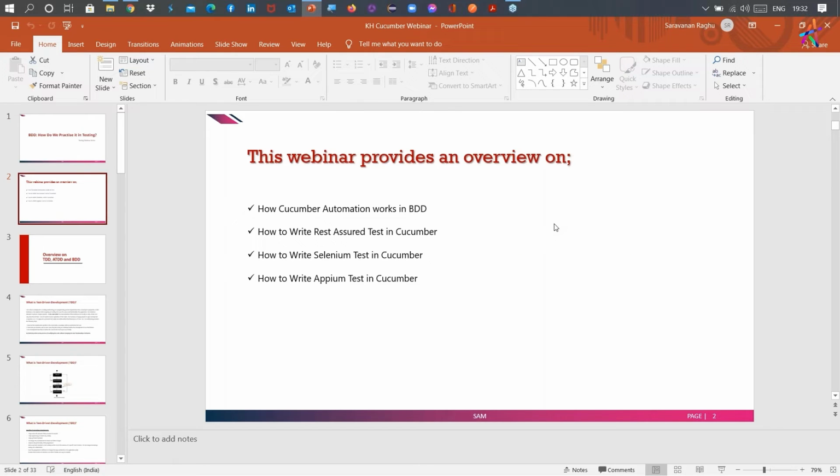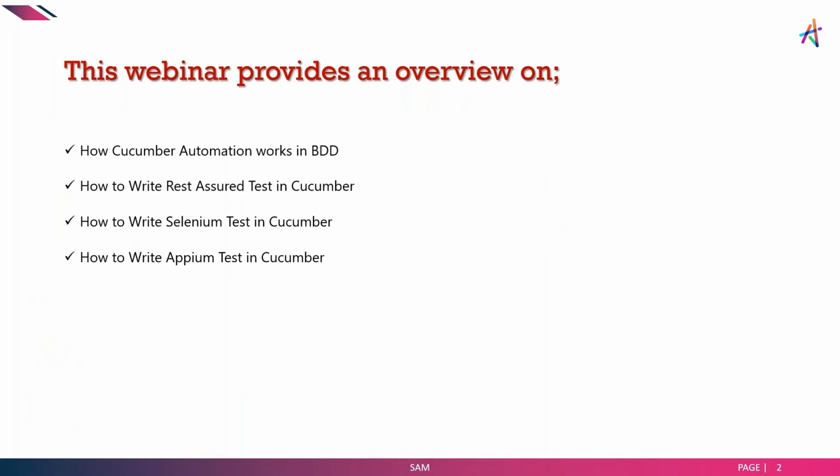This webinar is going to give you an overview of how Cucumber automation works in BDD, how to write a REST Assured test in Cucumber, how to write a Selenium test in Cucumber, and how to write an APM test in Cucumber. So we are going to talk about how this test automation works in Cucumber. That's the ultimate goal for today.